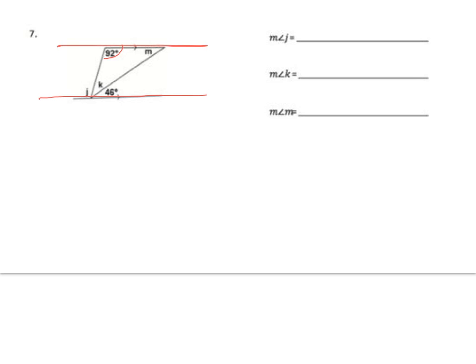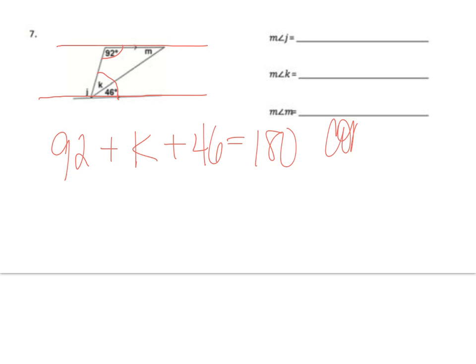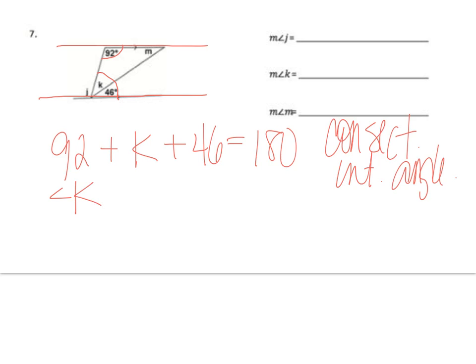I do know that this angle right here plus this whole angle is going to be supplementary. So 92 plus k plus 46 is 180 because they're consecutive interior angles, which are supplementary. So angle K equals 42 degrees. Let's erase that. Oh, and it won't let me.